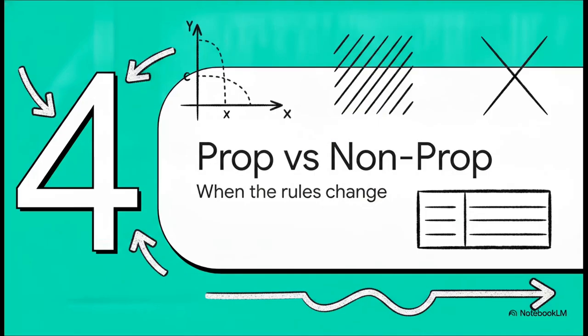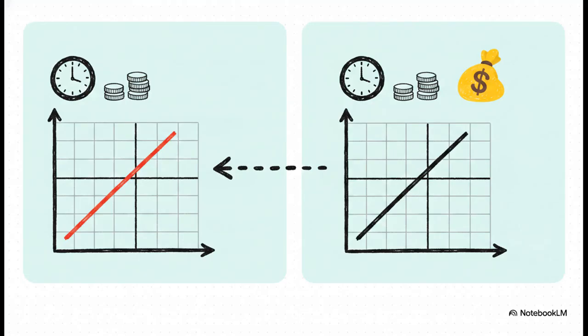Section 4. Proportional versus non-proportional. What happens when the rules change just a little bit? Let's slightly tweak our scenario. What if your neighbors are just incredibly generous and they decide to hand you a $10 flat tip the moment you walk in, plus your normal $8 an hour?